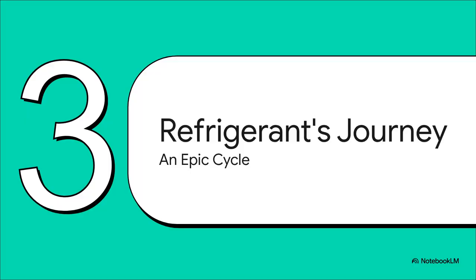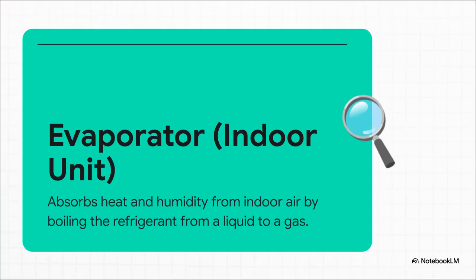All right, section 3, this is where the action happens. Let's follow one little particle of refrigerant on its epic journey through the system. We're going to see exactly how it steals that heat and gets it outside. So our journey kicks off inside your room at the evaporator. A fan is blowing your warm, sticky room air over these coils. And inside those coils is our refrigerant, which is a super cold, low-pressure liquid. As that warm air hits the cold coil, the refrigerant instantly starts to boil.